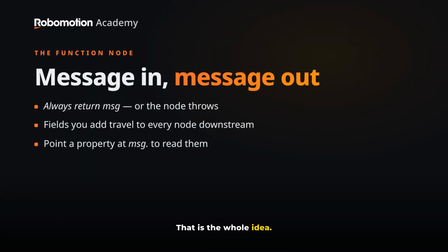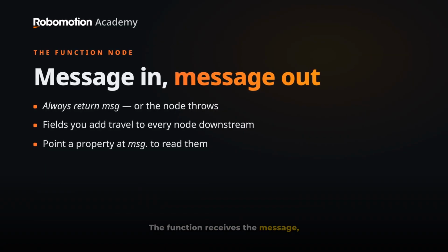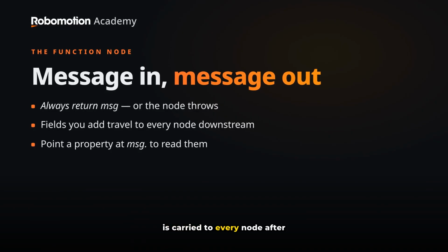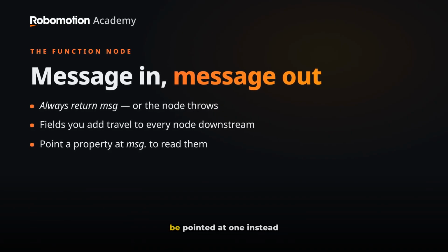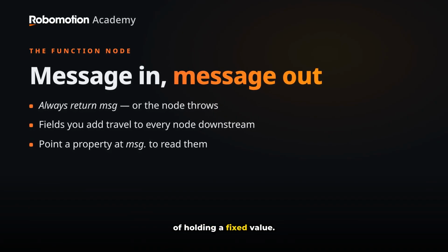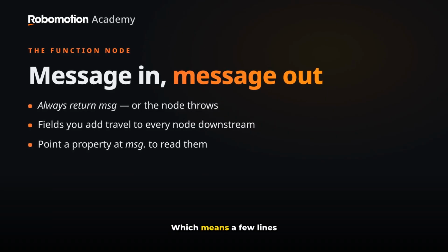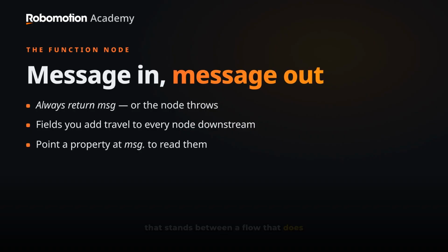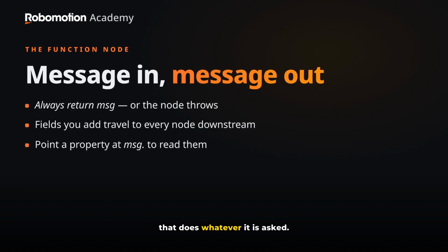That is the whole idea. The function receives the message, changes it, and returns it. Any field you add is carried to every node after it, and any property can be pointed at one instead of holding a fixed value. Which means a few lines of JavaScript is usually all that stands between a flow that does one thing and a flow that does whatever it is asked.